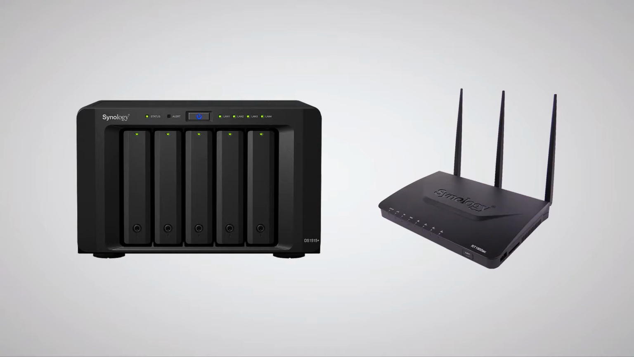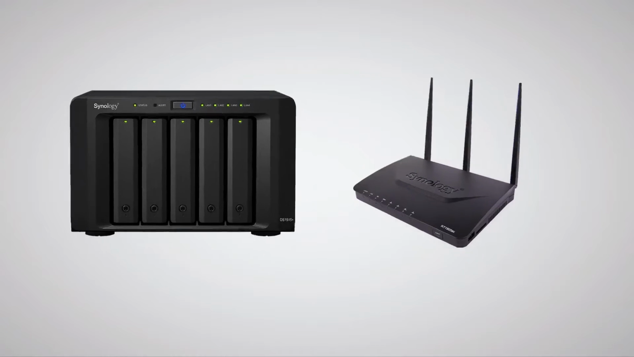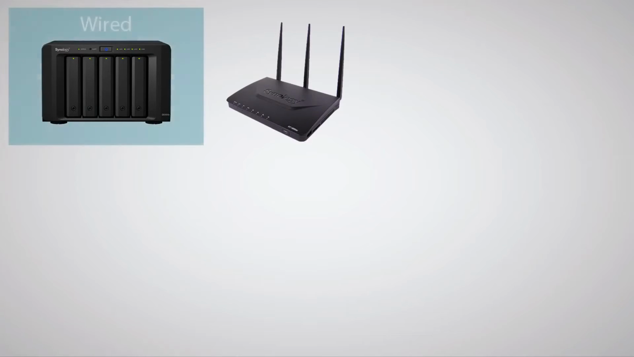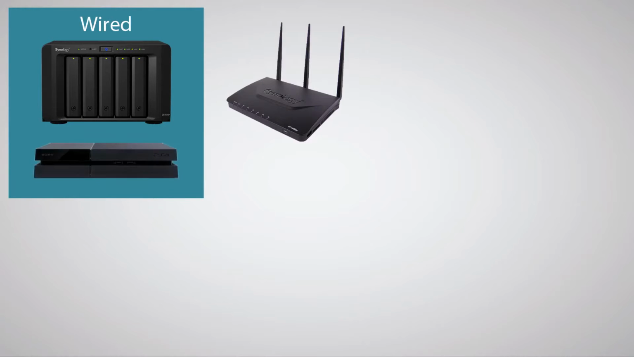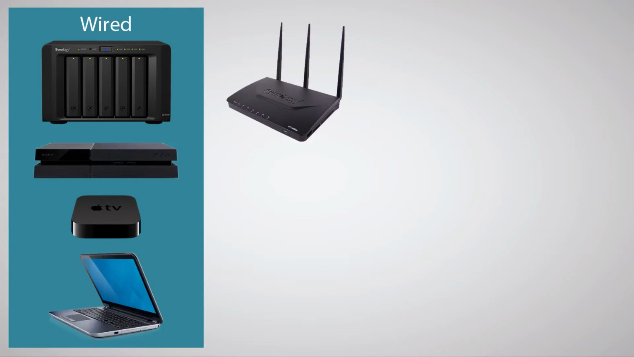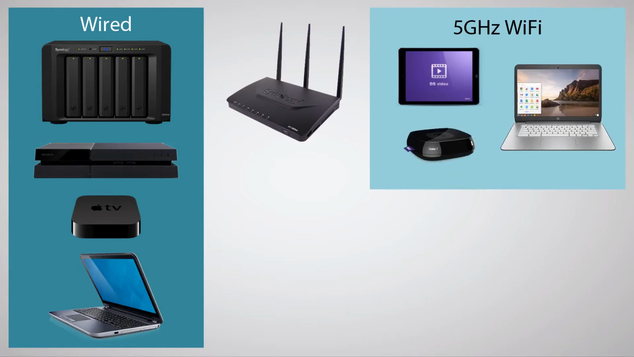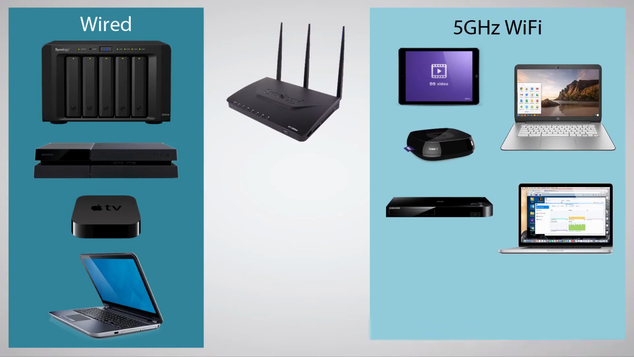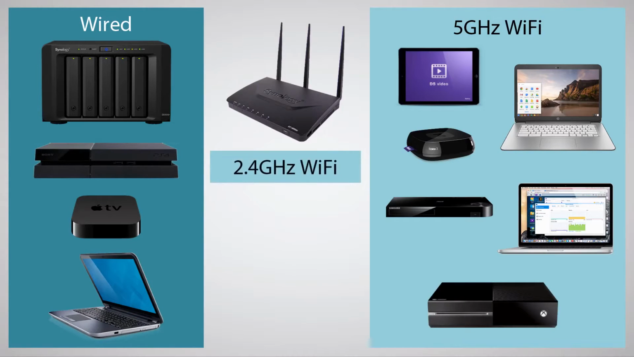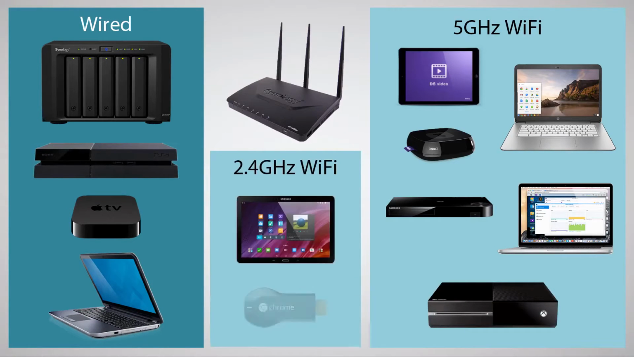The core of the network consists of a DS1515 Plus and the upcoming RT1900AC router. The DS1515 Plus, running DSM 5.2, utilized a volume comprised of 4 SSDs configured in a RAID 10 array. The NAS was connected to the router using a single 1 gigabit Ethernet connection. The remaining 3 LAN connections on the router were used to connect with a PlayStation 4, Apple TV, and a Windows PC. Connected to the router's 5 GHz band were an iPad, Chromebook, Roku 3, Samsung Blu-Ray player, MacBook Pro, and an Xbox One. Lastly, on the router's 2.4 GHz band, an Android tablet and Chromecast were connected.